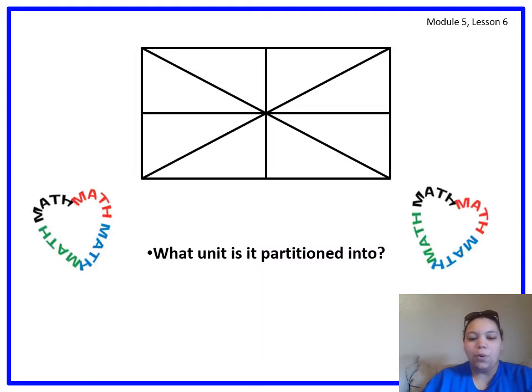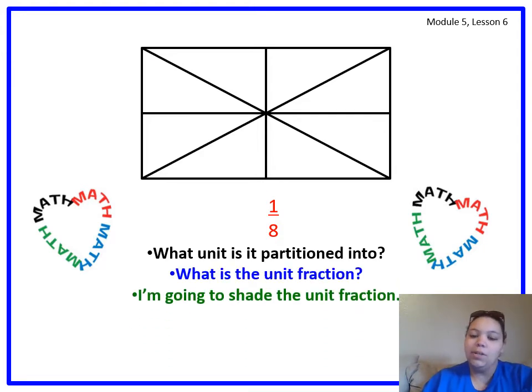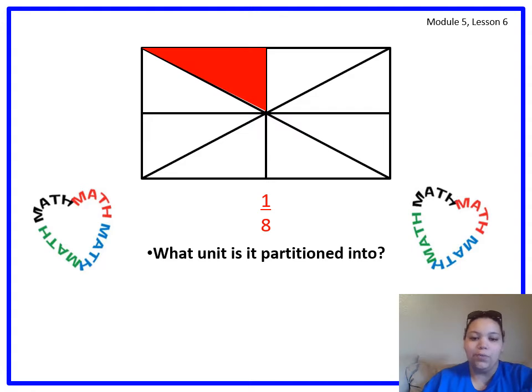Okay, so let's try it again with one more. So what unit is this rectangle partitioned into? It's partitioned into eighths. So as a unit fraction, we would call that 1/8, 1 out of 8. Because remember, the unit fraction represents what is one piece of this whole. Remember, unit fractions are always 1 over something, 1/2, 1/3, 1 out of 4, 1 out of 100, okay? But it's always going to be with 1. Okay, now I'm going to shade one of those unit fractions to show us 1/8 is shaded.